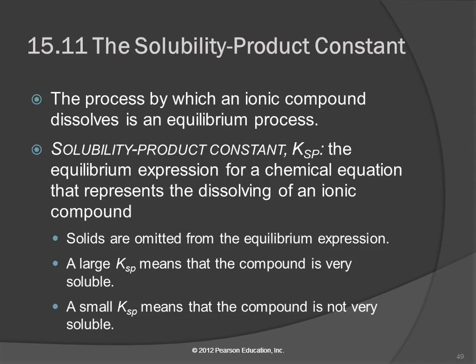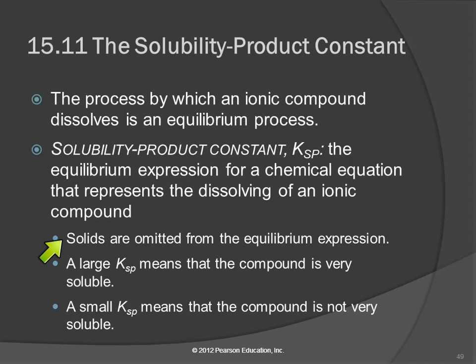Solubility-Product Constant. We can apply this idea of equilibrium to ionic compounds dissolving. And what we call the solubility-product constant, or KSP, is just the equilibrium expression for the chemical reaction showing an ionic compound dissolving. A couple of things to remember: we've talked about equilibrium constants before, and it's the same idea, we're just giving it a special name.